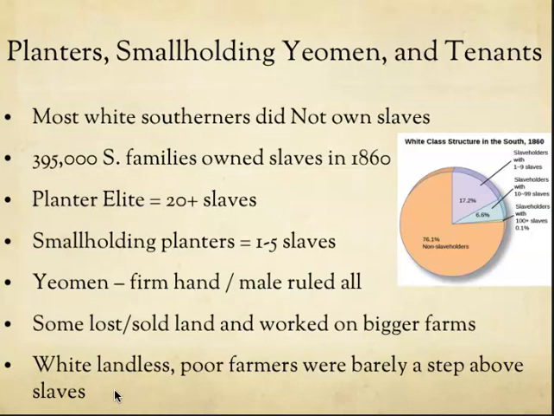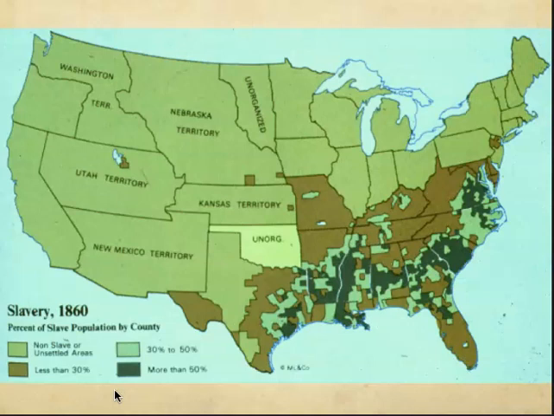The white landless poor farmers were barely a step above slaves. So they would be treated poorly. Yes, they had their freedom. Yes, they could move around. Yes, they could do many of those things. But as far as many of the upper class whites in the South, there was not much of a difference. Here you can see another chart of slavery in the 1860s, percent of slave population by county.